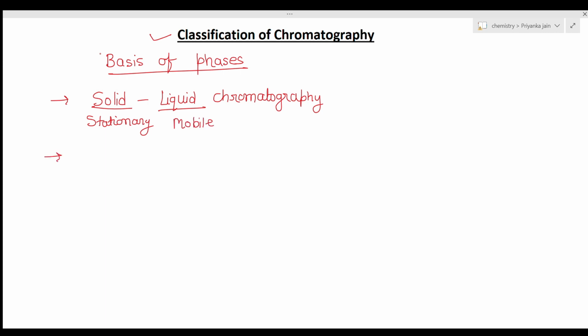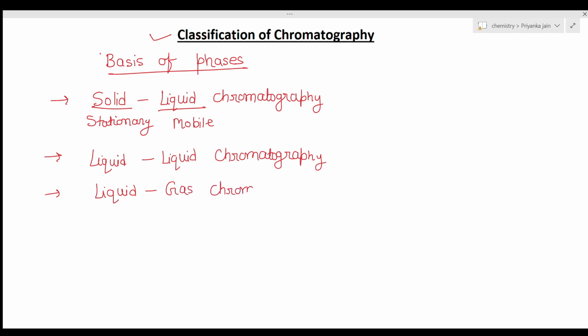Next, another may be liquid liquid chromatography. In liquid liquid chromatography, both the mobile and the stationary phases are liquid. And the third type may be liquid gas or gas liquid technique. It is also known as gas chromatography. Both are the same thing. Here the stationary phase will be liquid and the mobile phase will be gas. So this is on the basis of the phases.